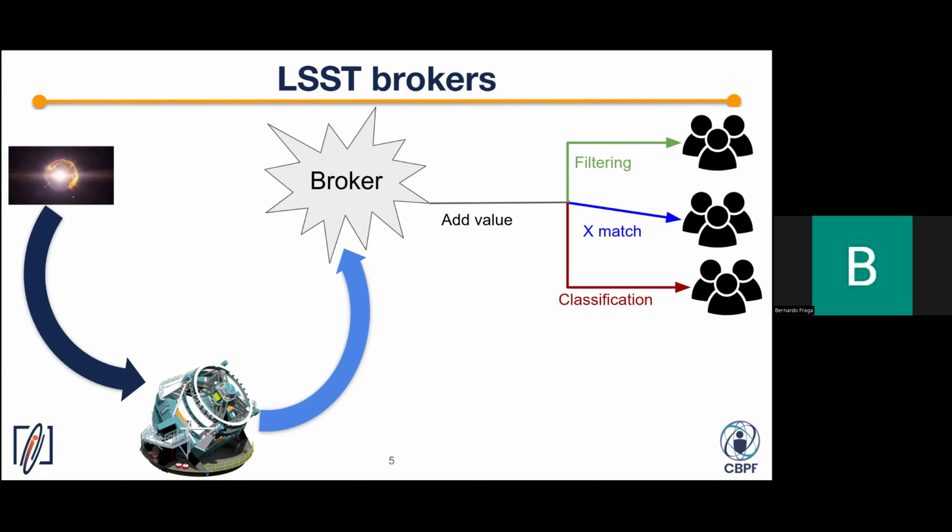And this added value can mean lots of things. It can mean cross-matching with different catalogs. It can mean filtering for specific features like a magnitude or position in the sky. And it can mean classification, which is one of the core tasks of a broker.